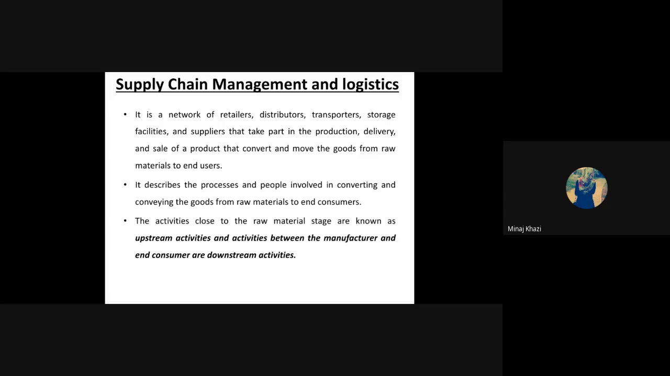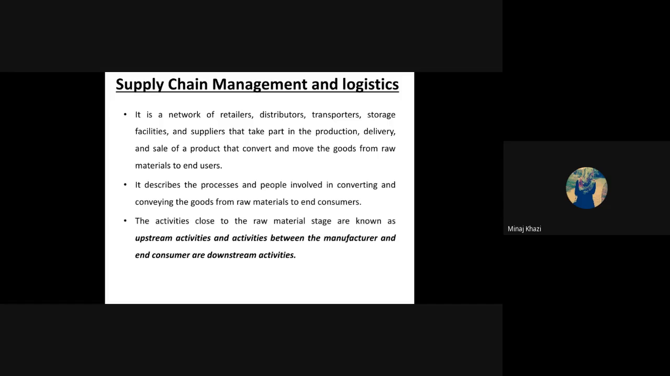As I told you, distributors and suppliers have a very crucial part in the production process of the product as well as the service. Then how best the delivery has been done, and also the sale of the product, which is converted from the raw material into finished goods and made to reach the end users. So the product is converted and moves to the customers in the form of goods, or sometimes a complete service.